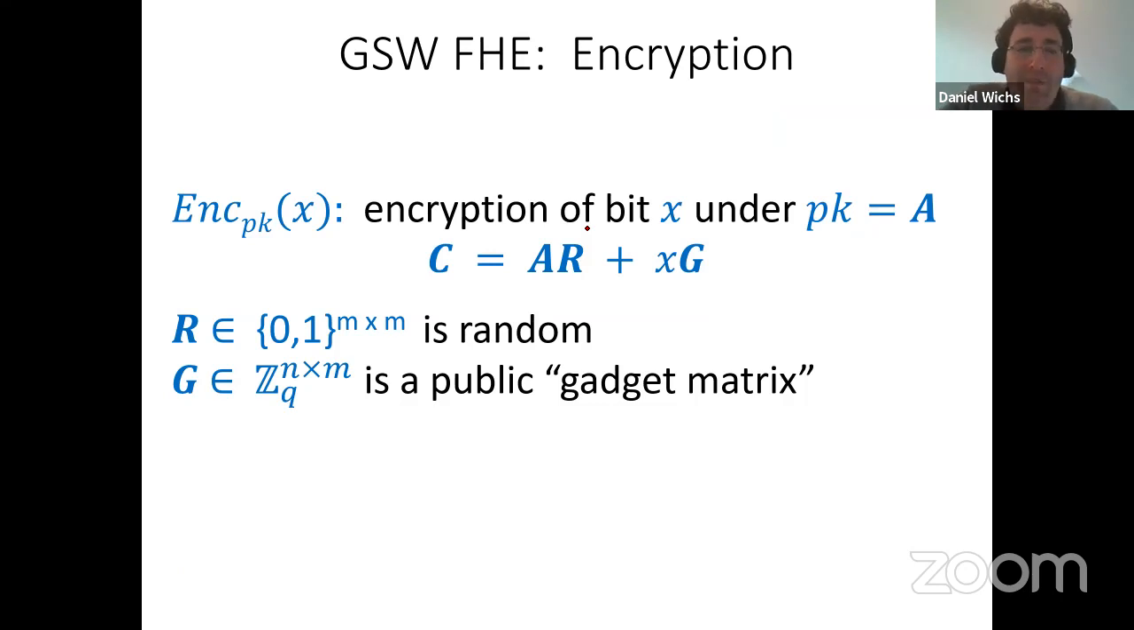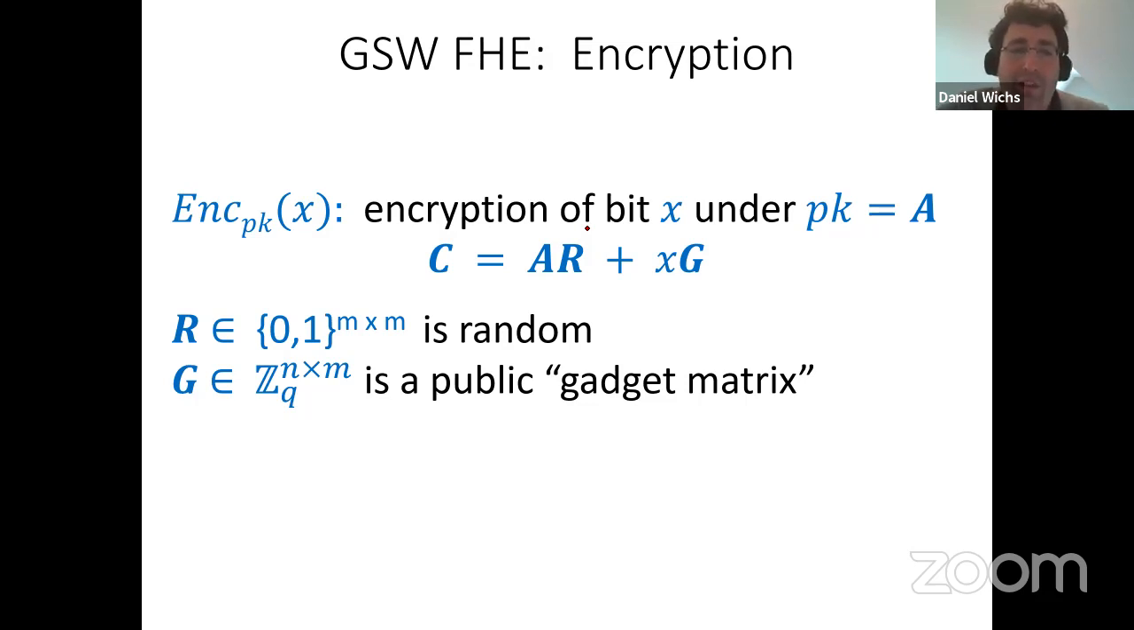Okay, so to encrypt some input X, some bit X under this public key, the encryption algorithm does the following. It just takes the public key A, this A matrix, and re-randomizes it by multiplying it on the right by a square matrix with short entries, let's say just random 0, 1 entries. And then we add the bit X times some gadget matrix G. And I think you already heard about the gadget matrix, but I'll mention more what we need from that in a little bit. Okay, so this is the ciphertext.